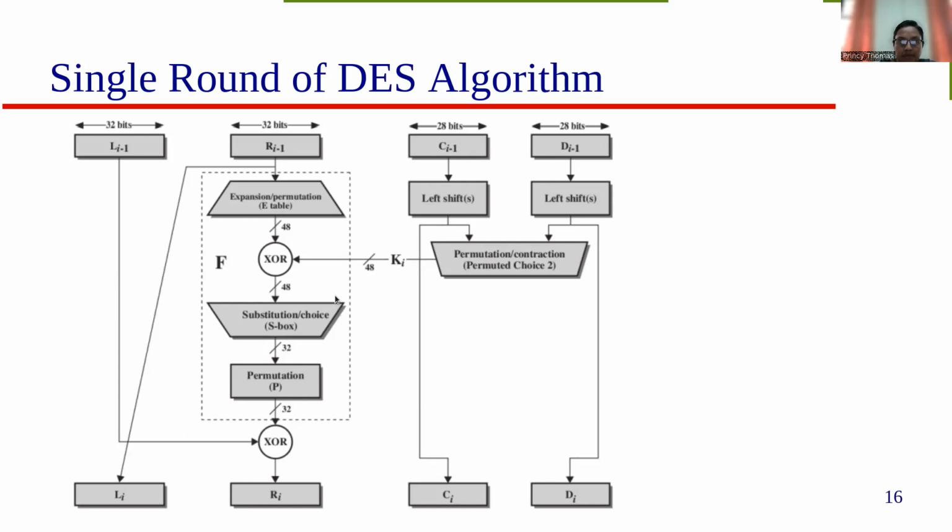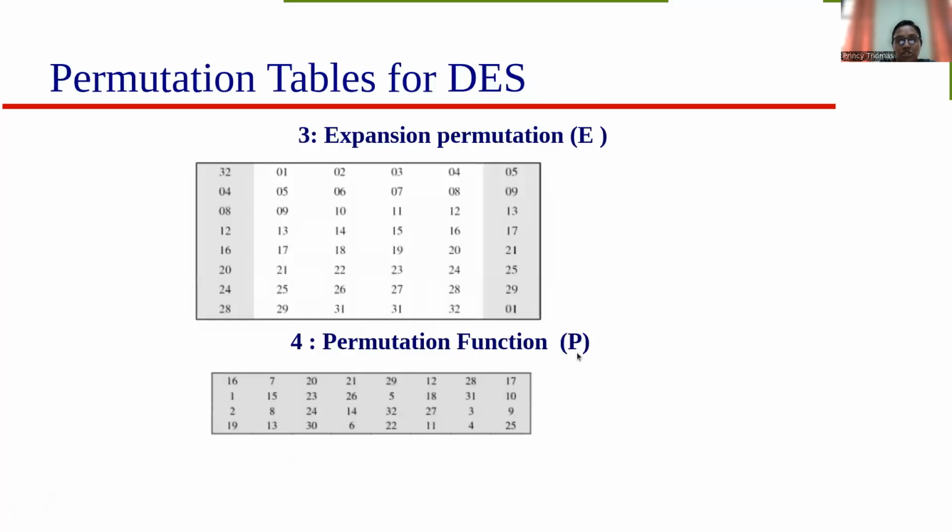We're going to discuss that separately. Okay, so the output of this S box is 32 bits, which is rearranged to give the actual 32 bits which is used for XOR. Okay, so how it is rearranged is defined by this P table. So the P function or the permutation function is given over here.